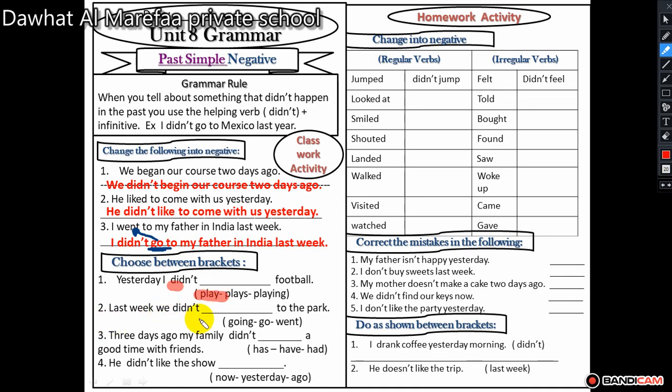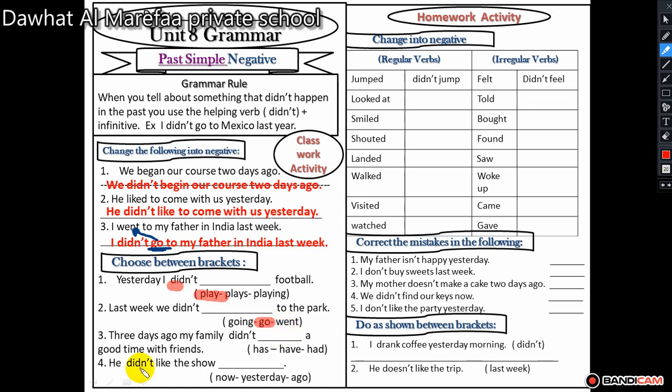Last week, we didn't went to the park. We didn't, what is after didn't? The verb will be in the infinitive case. So will it be going? We add ing? No. Go. Yes. Why? Because we don't add anything. Went? No. Why not went? Because it is the past form of the verb. We don't put the verb after didn't in the past form. No. We add the verb in the infinitive case or the main verb.